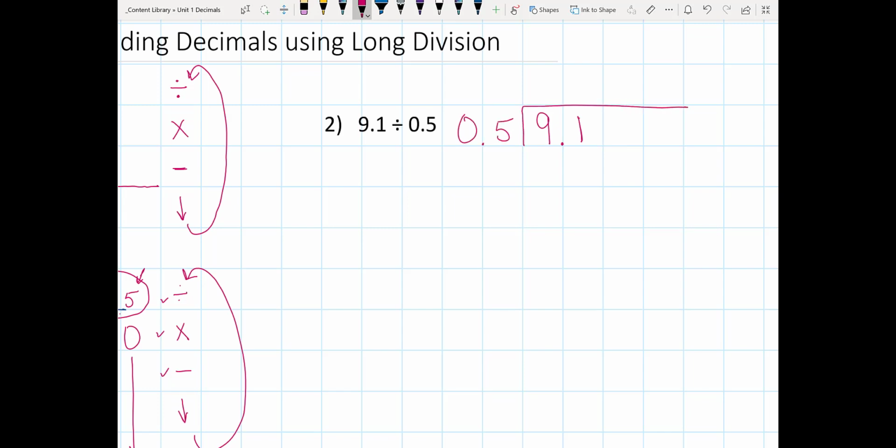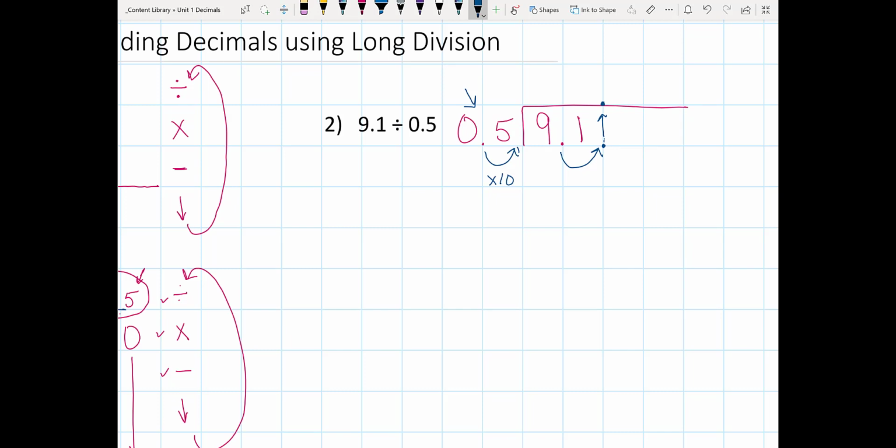0.5 goes on the outside. Next step, make this one look like a whole number by multiplying it by 10. When I multiply by 10, I swoop my decimal over to the right, one space. If I did one space to the right here, I know I have to swoop to the right here as well. And then bring up your decimal point because that's where it's going to need to be in your answer.